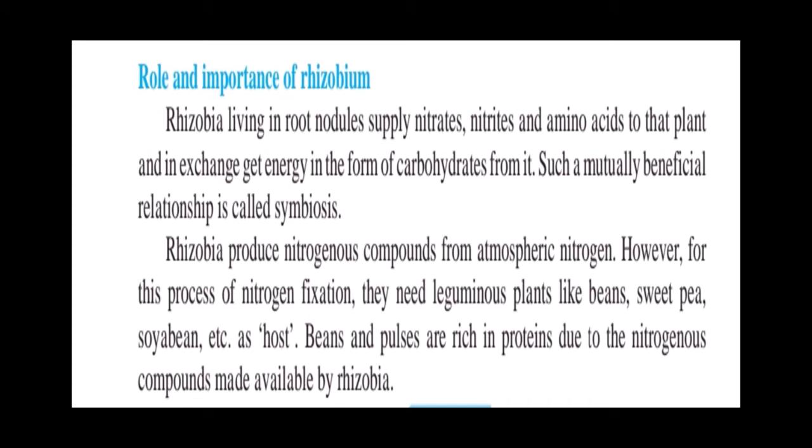The role and importance of Rhizobium. Rhizobia living in root nodules supply nitrates, nitrites and amino acids to that plant and in exchange get energy in the form of carbohydrates from it. Such a mutually beneficial relationship is called symbiosis. Rhizobia produce nitrogenous compounds from atmospheric nitrogen. However, for this process of nitrogen fixation, they need leguminous plants like beans, sweet pea, soya bean, etc. as host. Beans and pulses are rich in proteins due to nitrogenous compounds made available by Rhizobia.